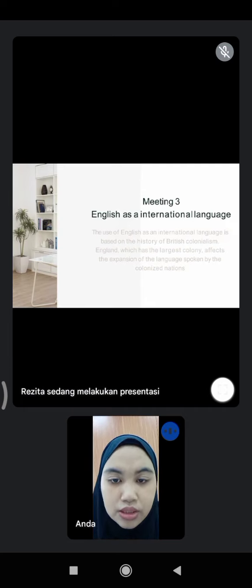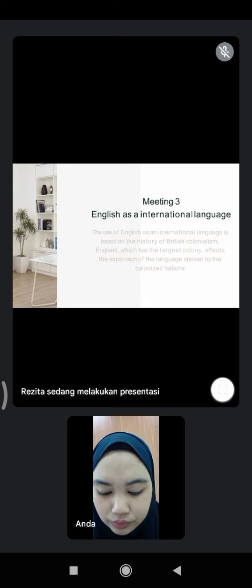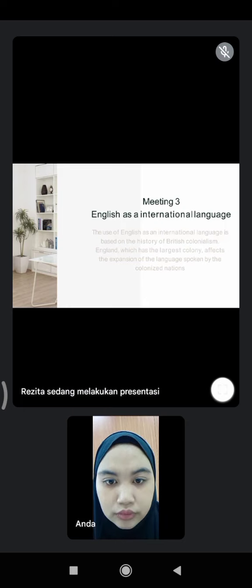The third meeting is about English as an international language. The use of English as an international language is based on the history of British colonialism. England, which had the largest colony, affected the expansion of the language spoken by the colonized nations. Okay, next.